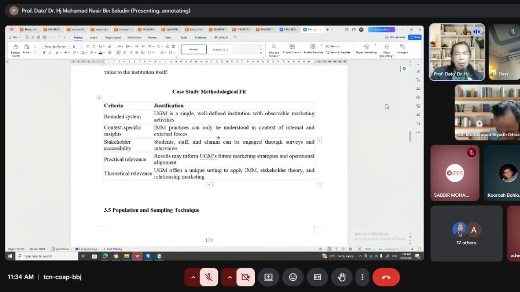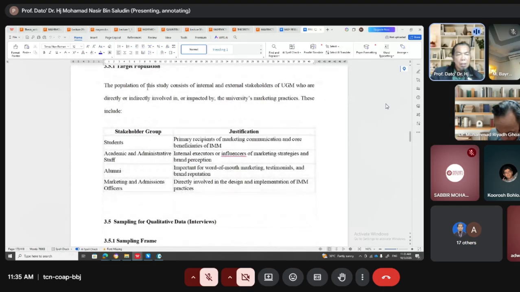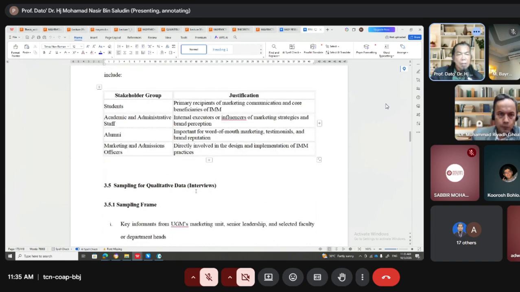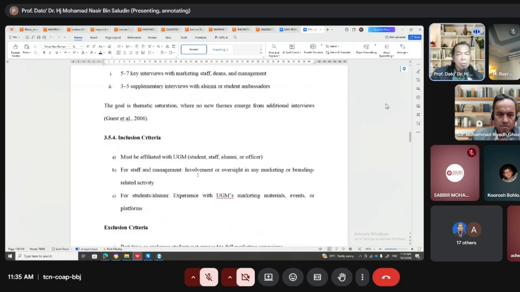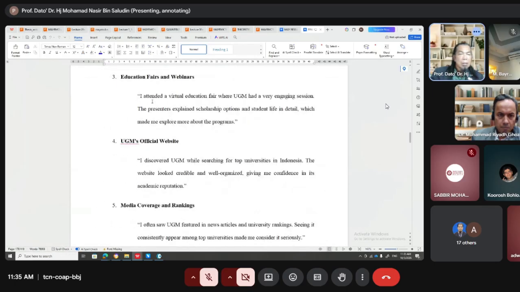Context-specific, it can only be understood through the internal process. Stakeholder accessibility: students, staff, alumni can be engaged through survey and interview. Practical relevance: the result may inform UGM's future marketing strategy, and theoretical relevance: UGM offers a unique setting to apply stakeholder theory relationships. This is the case study fit, that is the population. This is the stakeholder group: students, primary discipline, marketing, communication core, disciplinary, academic, administrative, internal executor, influencer, alumni, and also marketing admission. Sample frame, you put a sample frame, sample size, that is very good. Very good. Student survey, then you have the questions and the answers also.